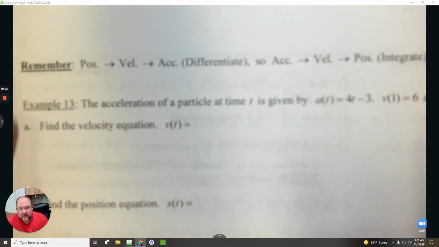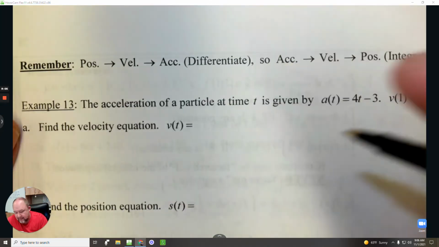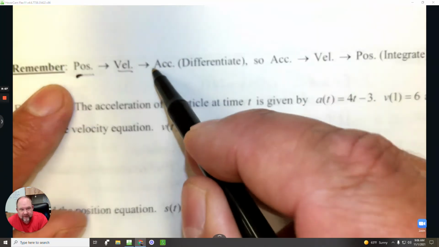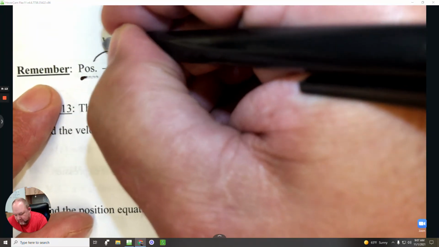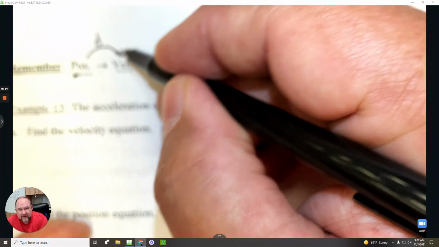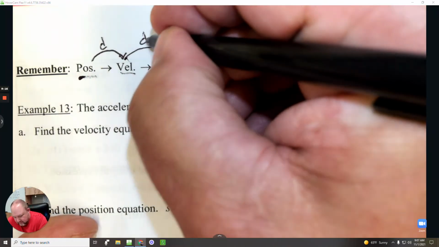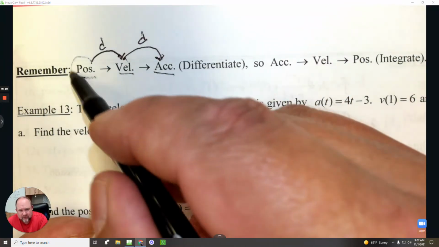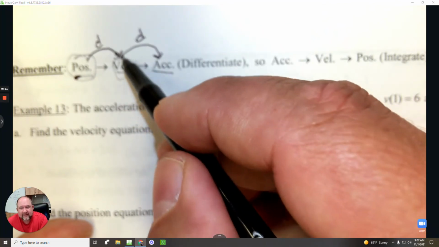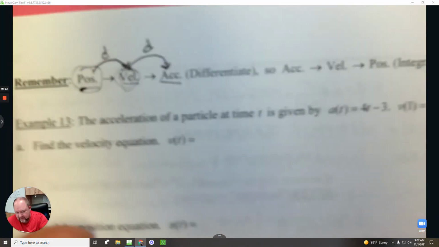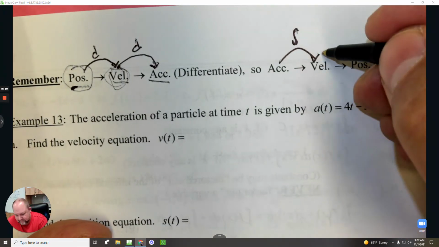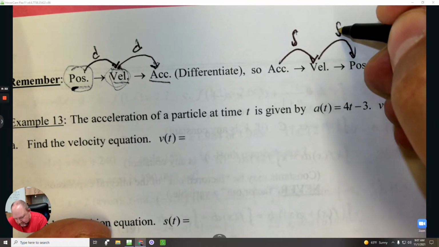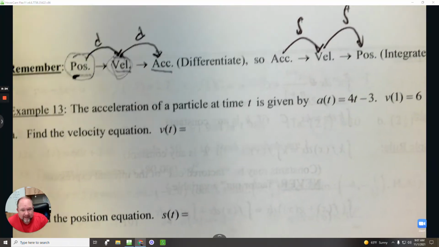So a few lessons ago, maybe a couple chapters ago, we talked about position, velocity, and acceleration. To find the velocity, you take the derivative of position, and to find the acceleration, we take the derivative of velocity. The derivative of position is velocity. The derivative of velocity is acceleration. So to work backwards, if you have acceleration, you would integrate it to find velocity. If you have velocity, you would integrate it to find position, working backwards.